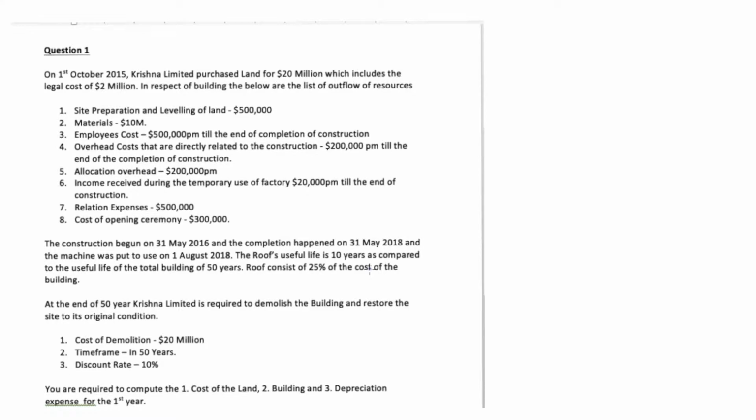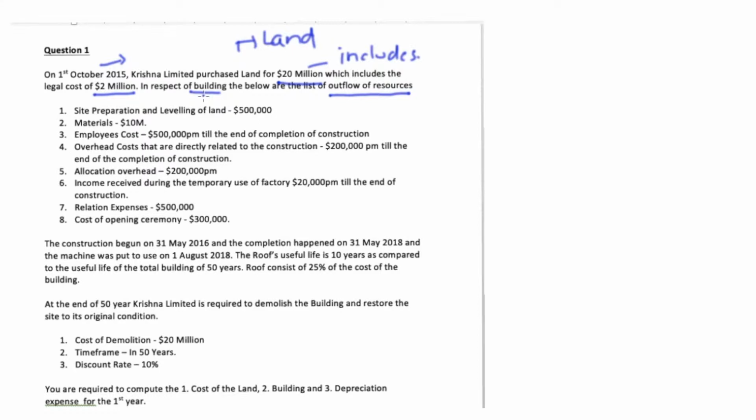On October 2015, Krishna Limited purchased land for $20 million, which includes the legal cost of $2 million. And in respect of building, the following are the outflows of resources. For site preparation, they've spent around 0.5 million. For material, they spent 10 million. For the employee cost, they expended something.